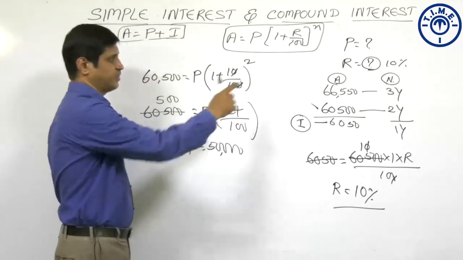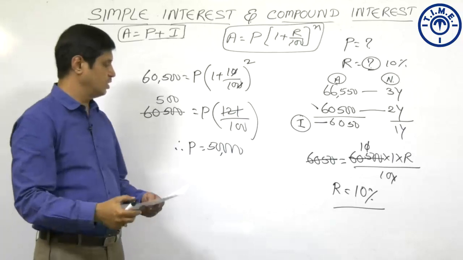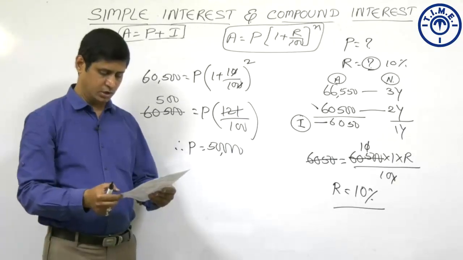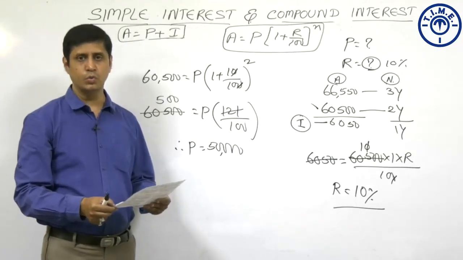The rate of interest is 10% per annum. The principal value is 50,000. Now, the right choice for this question is option 2.